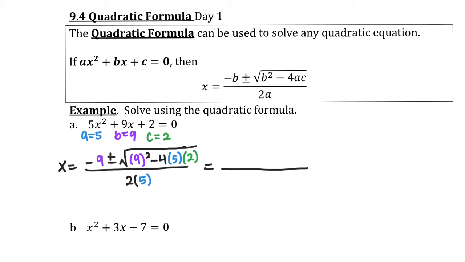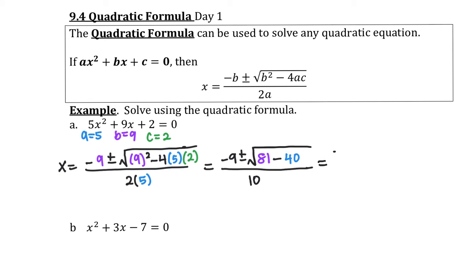Let me look. The negative 9, I'm just going to leave negative 9, plus or minus. Then I have a big radical. I'm going to multiply the terms in the radical. So 9 to the second power is 9 times 9, which is 81, minus, and then I'm going to multiply 4 times 5 times 2. 4 times 5 is 20. 20 times 2 is 40. And I'm going to multiply the denominator. 2 times 5 is 10.